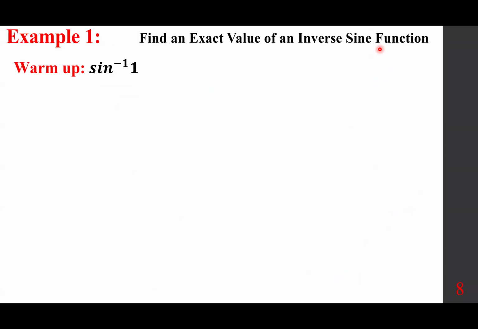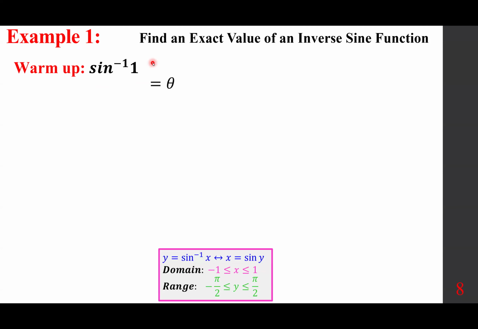Find the exact value of the inverse function. Warm-up example: sine inverse of 1 is equal to theta. That means we set it equal to theta, alpha, beta, gamma, x. You choose, for example, theta. And by the definition of the inverse function, what does that mean? That means sine theta must be 1. That's the meaning of it.